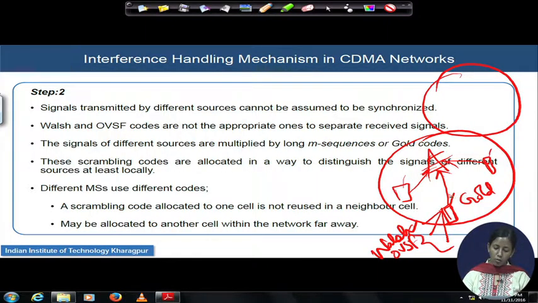So, when we are talking about the multiple users within a cell, it is called the intra cell interference, and inter cell interference is the interference that you are getting from the neighboring cells' transmission. So, these are mainly the two different sets of codes utilized for a CDMA network.